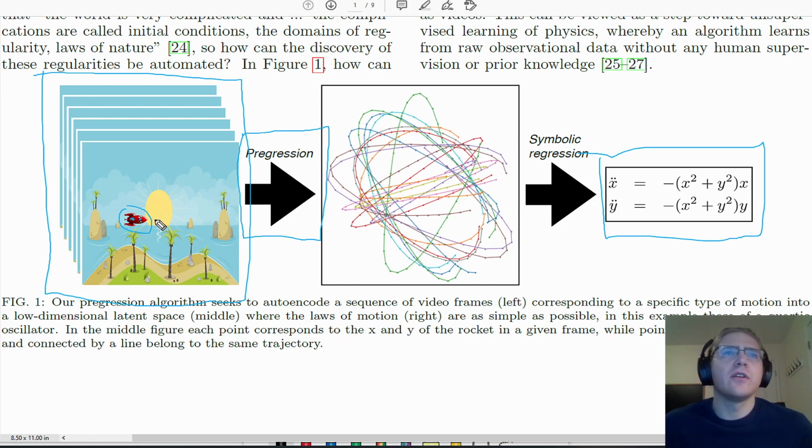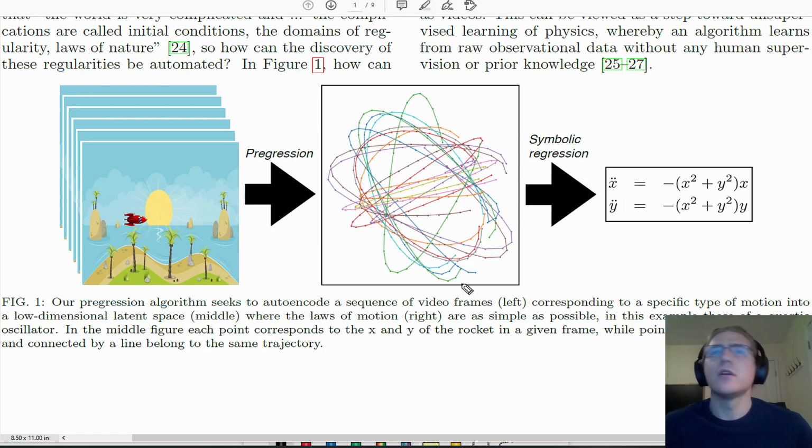So here you have these videos that are a sequence of images, and each image is 256 by 256, and you got a whole bunch of those. So it's a very high dimensional input vector, and here we just have 2 dimensions. So we're compressing all this information down into this 2-dimensional representation here. And once we have this, we can run symbolic regression, just like AI Feynman.